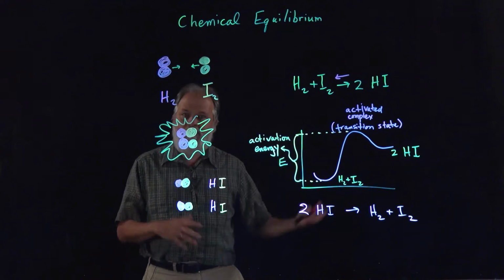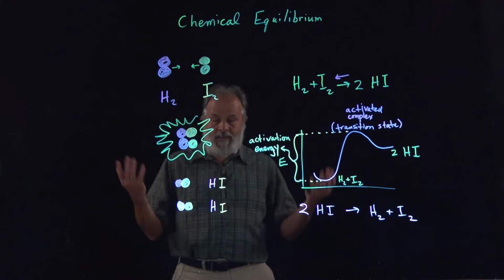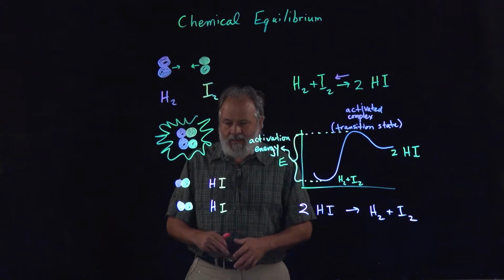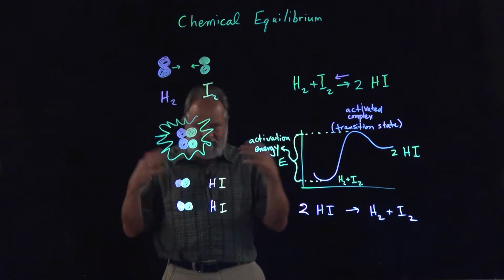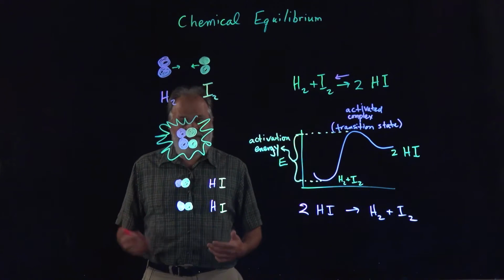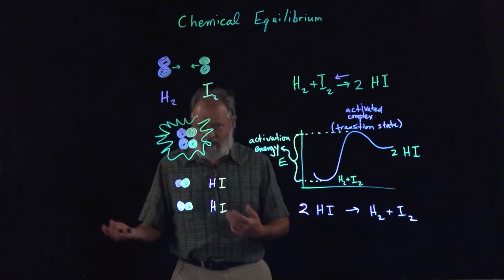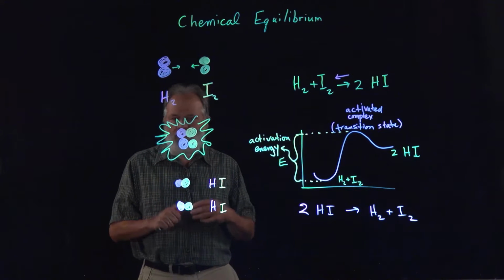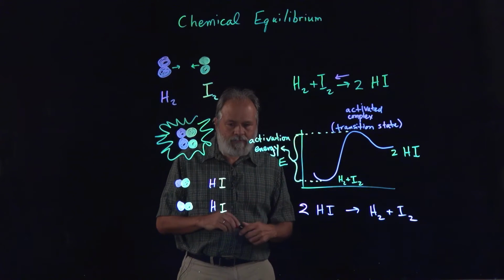If you have an H2 and an I2 collide, well, if there's enough energy, they will make HI molecules. And if you have HI molecules in there, and if they collide with the right orientation and energy, then you'll get back H2 and I2 molecules. And eventually there will be some point where the forward and reverse reaction are the same.